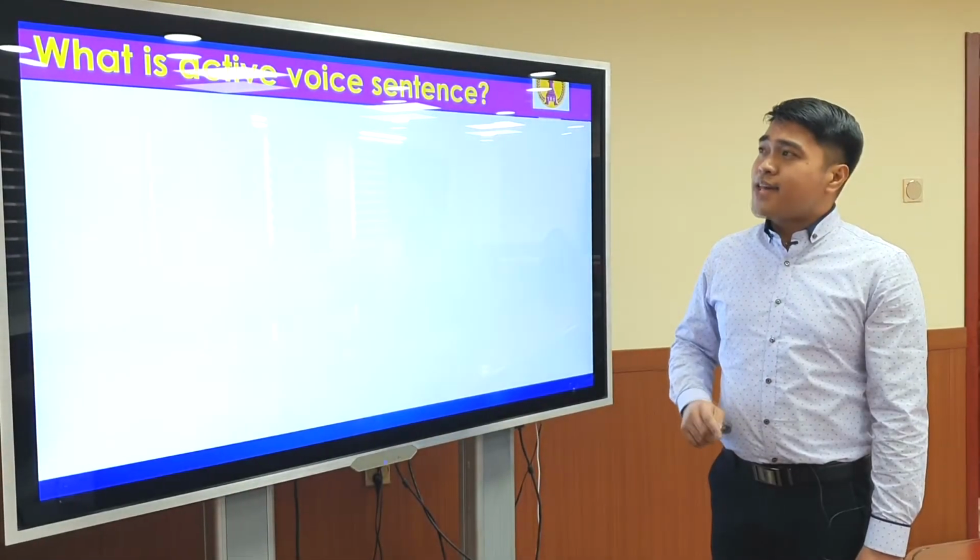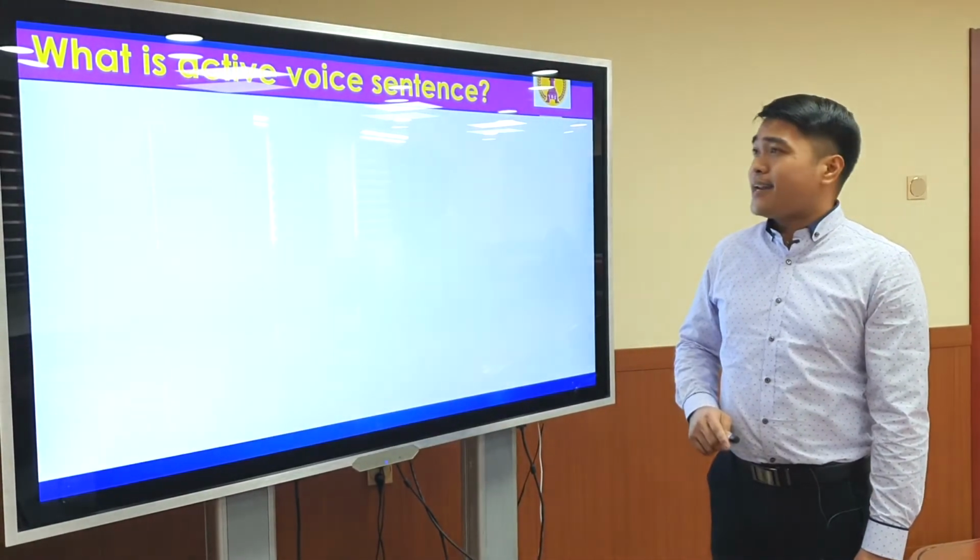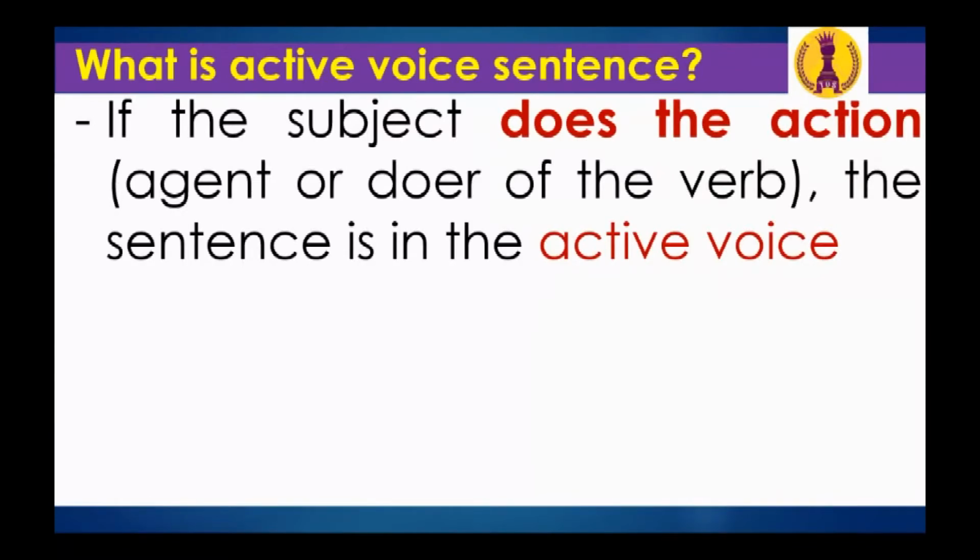This time, let's understand what is active voice sentence. If the subject, your subject, is doing the action, because the subject here becomes your agent or doer of the action, then the sentence is in the active voice.